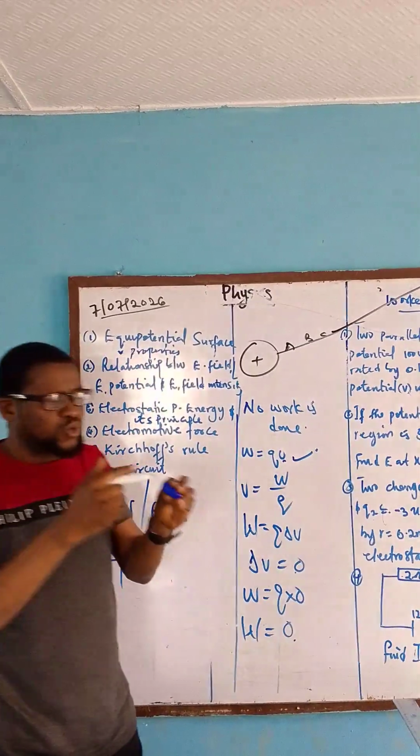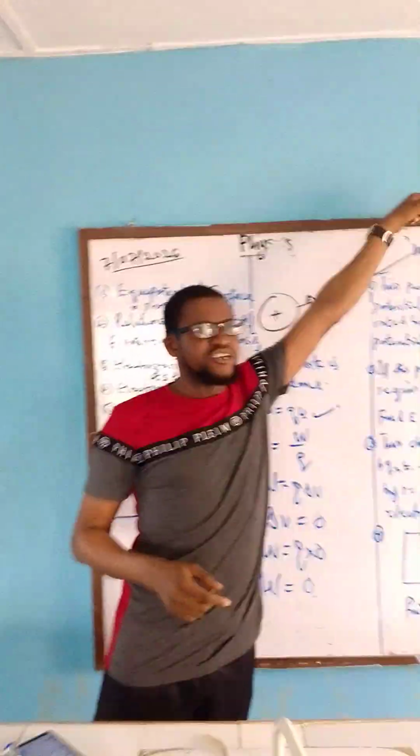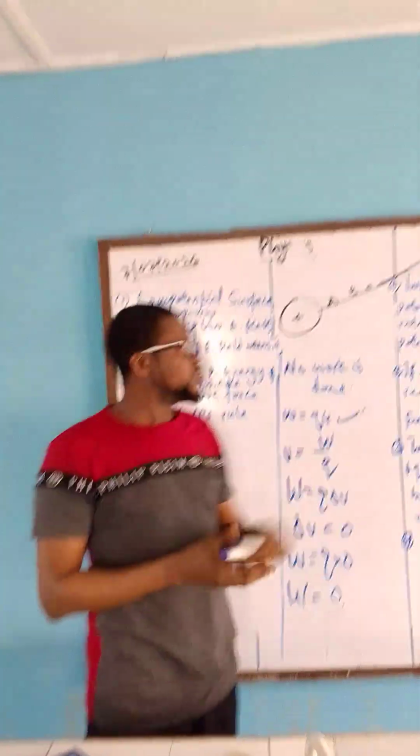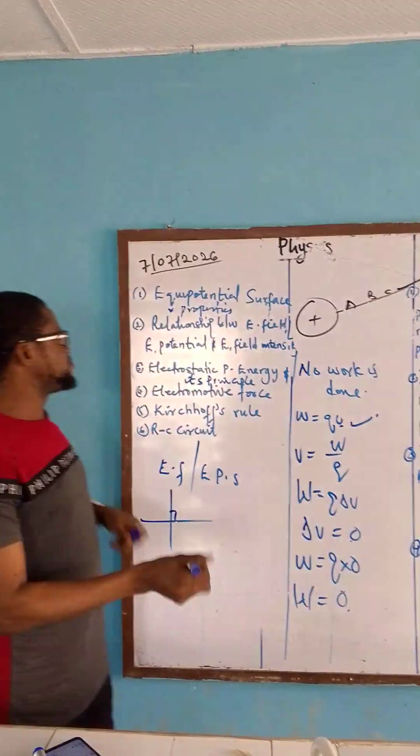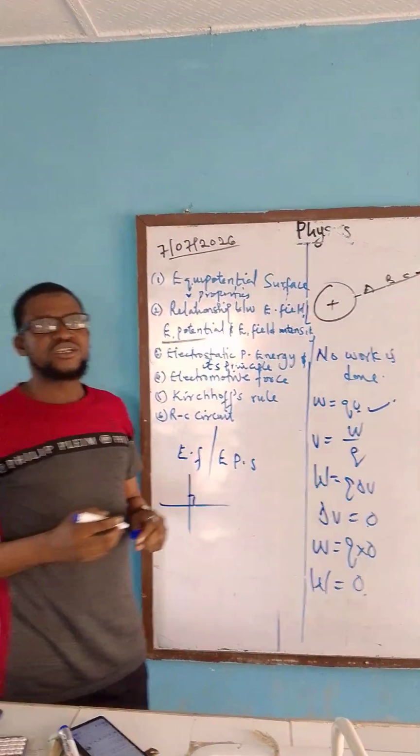So the energy required to drag a charged body from infinity, from a place very far that we don't know, to any point, either point A or B or C, is called electric potential.